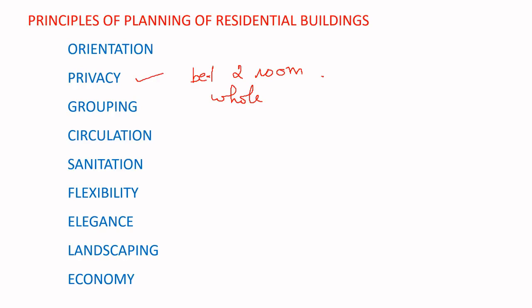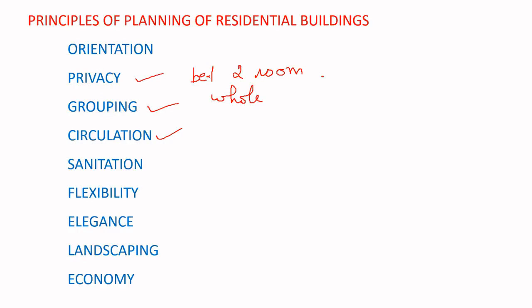The third one is grouping. What do you mean by grouping? So that is the placing of rooms adjacent to each other. So like bedroom should be placed next to living room, like that. That is called grouping. So water closet and bathrooms should come closer. That is called grouping.